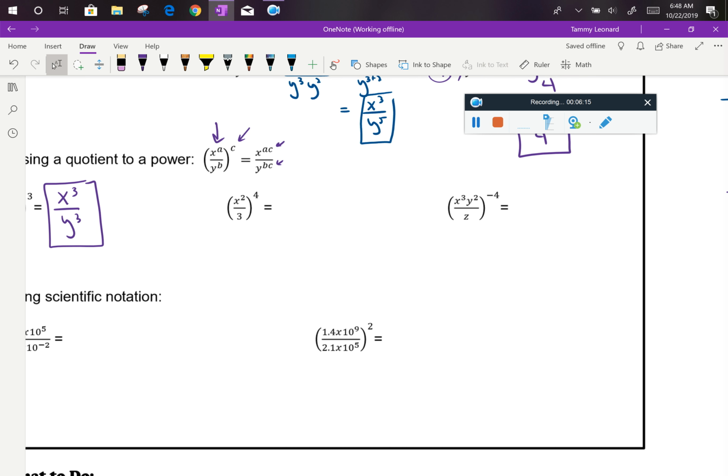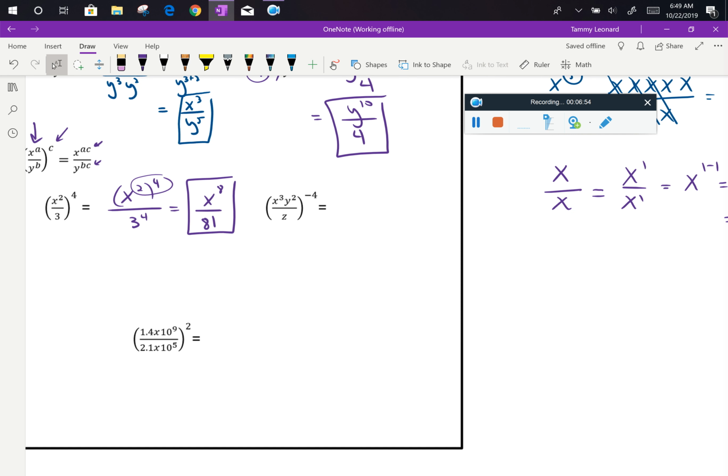x squared divided by 3, all to the fourth, says I can first take the x squared and raise it to the fourth, and then take the 3 and raise it to the fourth. Well, this brings up rules from lesson 2. When I raise a power to a power, I know I need to multiply the powers. So this will be x to the 8th in the numerator, and then 3 to the 4th is just a number. So if 3 squared is 9, and 9 times 3 is 27, and 27 times 3 is 81, 3 to the 4th is 81. So we have x to the 8th divided by 81 as our answer to this problem.